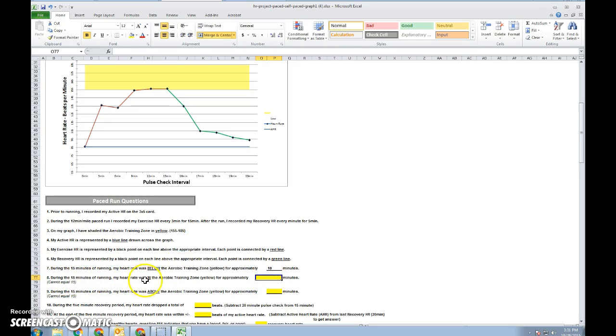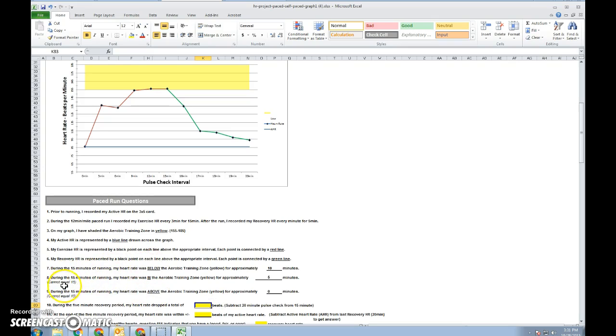We just took a look at this one. This one says during the 15 minutes my heart rate was in. In this case, mine was in for 5 minutes. That totals 15 minutes, which is all of our time, which makes sense because 0 of my minutes were above the training zone. And your numbers are going to look different.